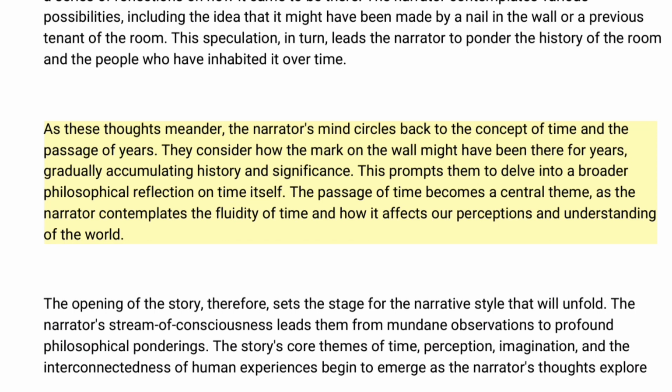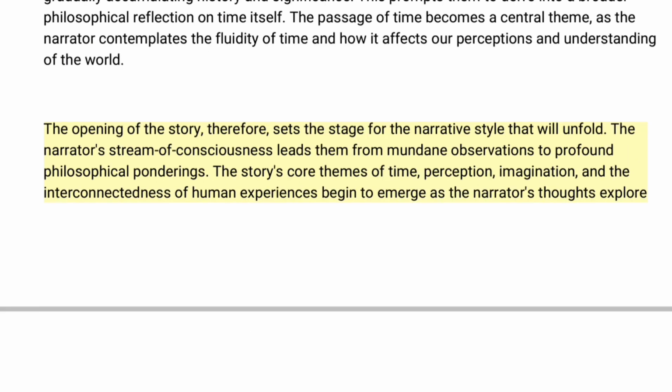The story's core themes of time, perception, imagination, and the interconnectedness of human experiences begin to emerge as the narrator's thoughts explore the mark on the wall and the various associations it evokes. In summary, the opening paragraph and subsequent passages of The Mark on the Wall establish the story's unique narrative approach, introduce the central elements of the mark in the envelope, and provide a glimpse into the narrator's inner world as they contemplate these seemingly ordinary details.